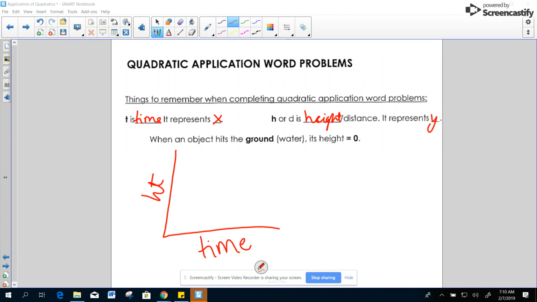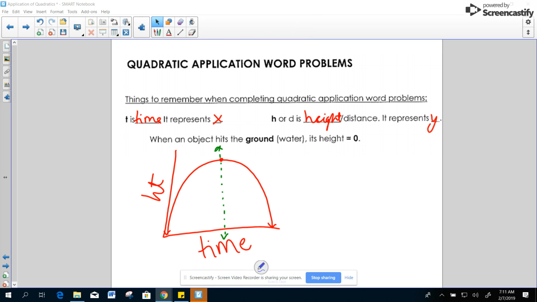So if we are thinking about a parabola or a quadratic that we've been working with, if I want to know the time that it hits the highest point, I would want to find that time, and to do so, I would find my line of symmetry. Okay? If I want to find the actual height, I would first find the time, and then I would have to plug my time in to find height.